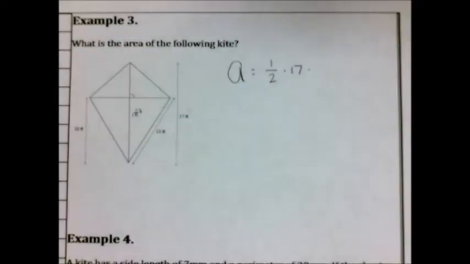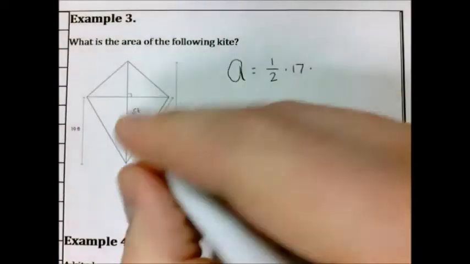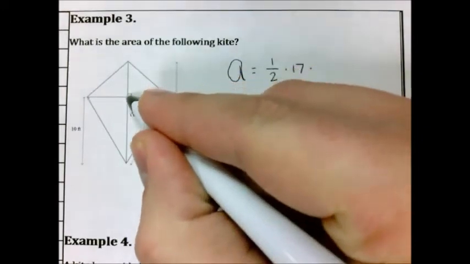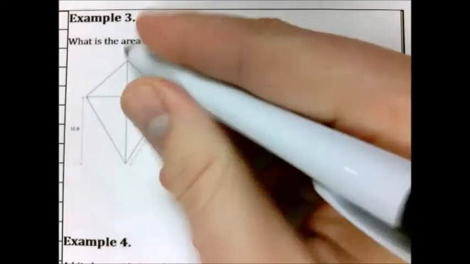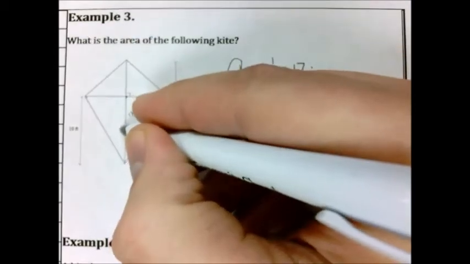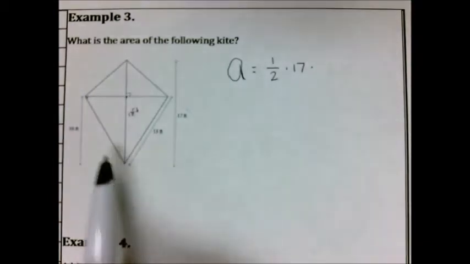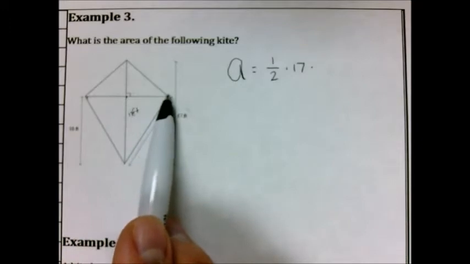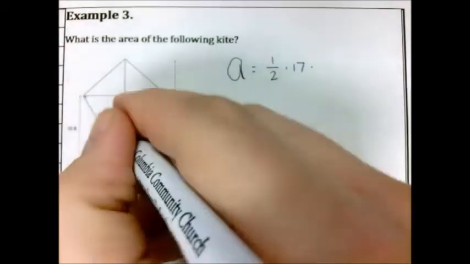Now we're given a couple pieces of information here. We're given that the length from the diagonal's intersection point all the way down is 10 feet. The length of this one is 10 feet. Now what we know about a kite is that it's symmetrical, so this length is going to be the exact same as this length. This is where that comes in handy.